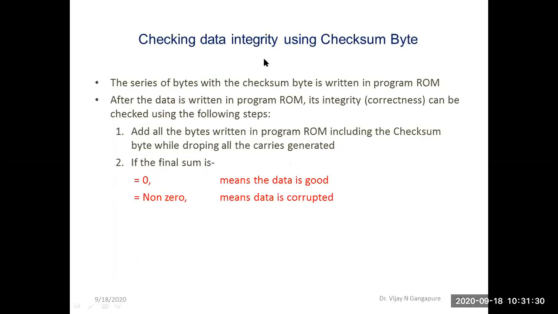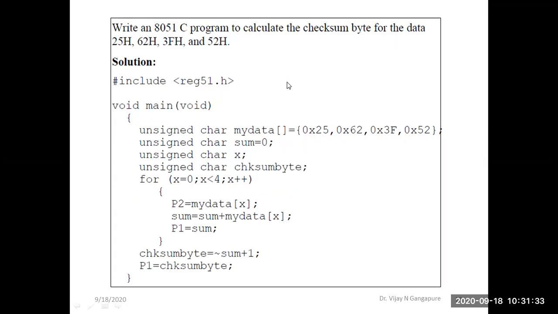Now next, checking data integrity using checksum byte. As I told you, this calculated checksum byte, in the end of these 4 bytes, will get written, and all these 5 bytes will get written into program ROM. After that, data integrity can be checked, whether these 4 bytes are properly written or not. That can be checked by using the last byte, the checksum byte, which is also written with these 4 bytes on program ROM.